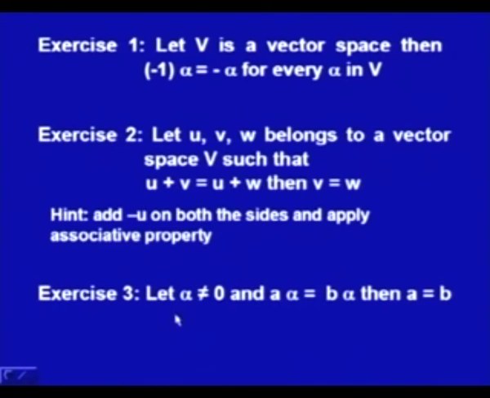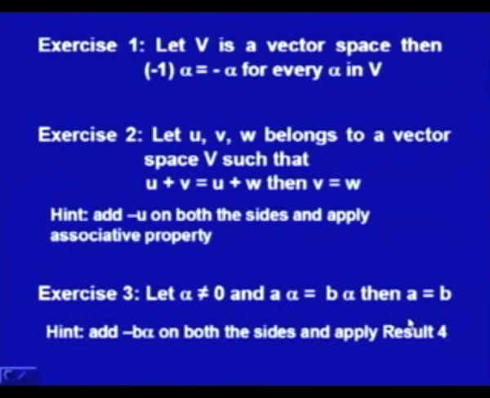The third exercise is that if alpha is not 0 and A alpha is equal to B alpha, then A is equal to B. So this is again a cancellation property where you can cancel the two scalars. Now to prove this, you have to simply add minus B alpha on both the sides and apply the results which we have already discussed.